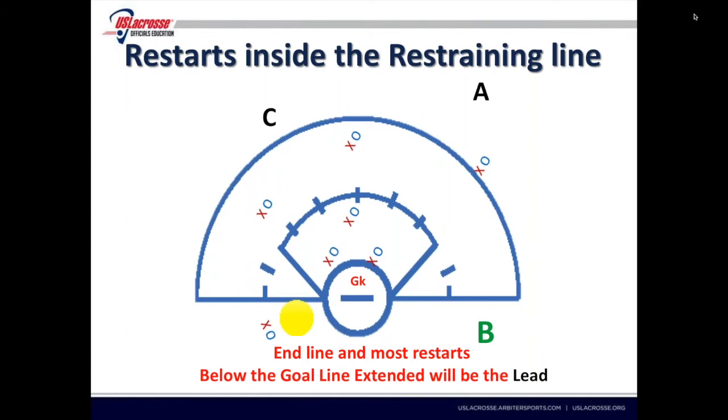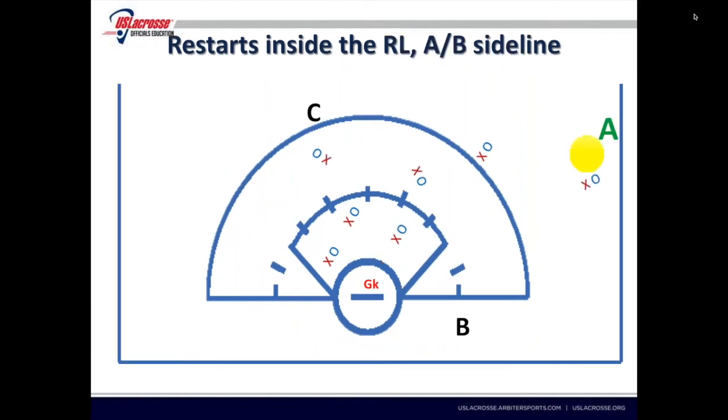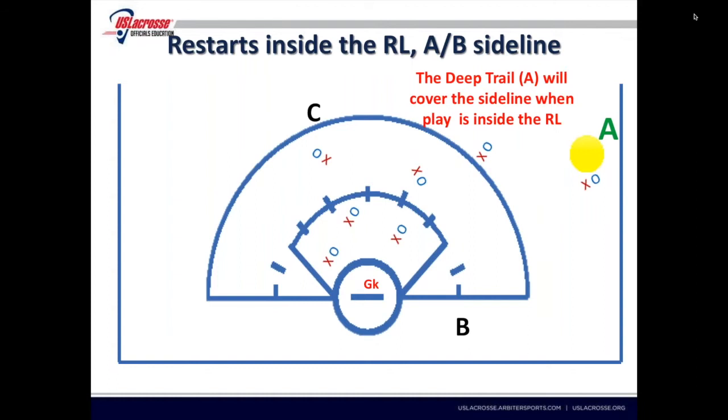Restarts for the end line boundary and fouls below the goal line extended are generally the responsibility of the lead. It makes sense because that's where she is. In settled play, inside the restraining line, the deep trail will cover the side boundary, both making the call and possibly restarting play. Eye contact with the lead is important to determine if the lead is ready and possibly wants to do the restart.